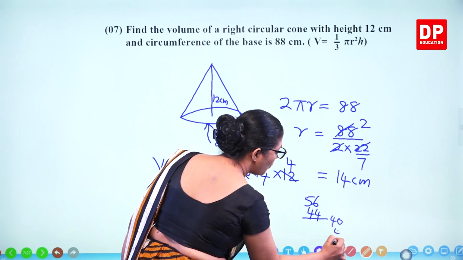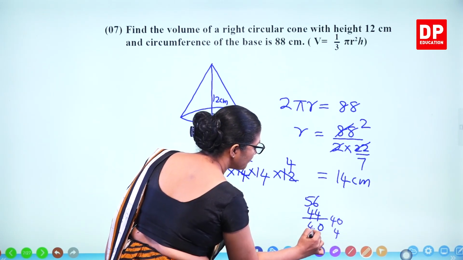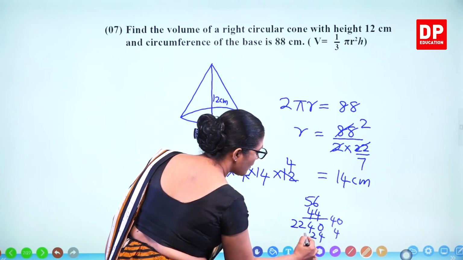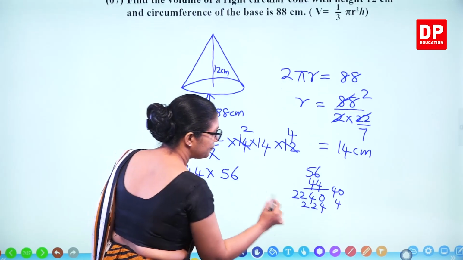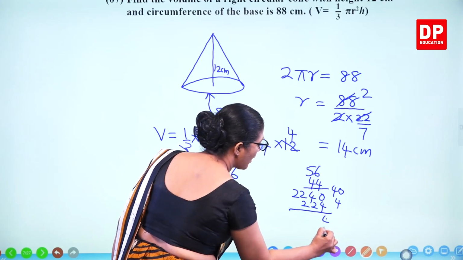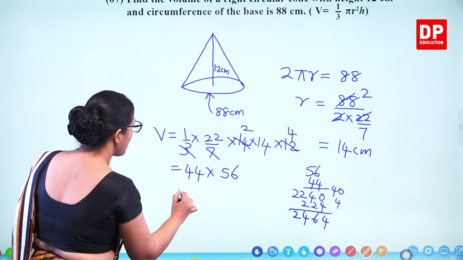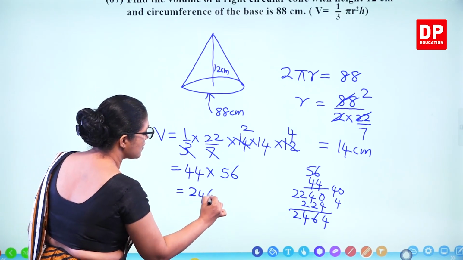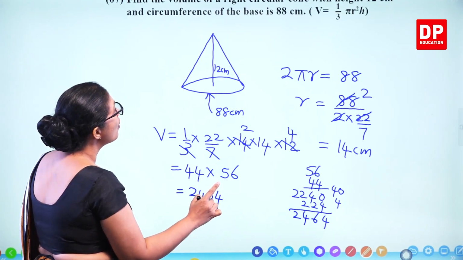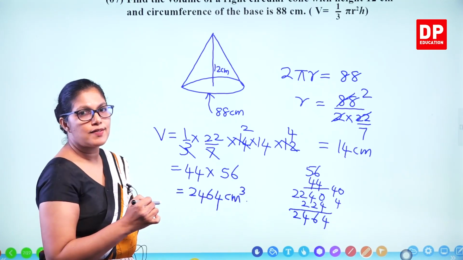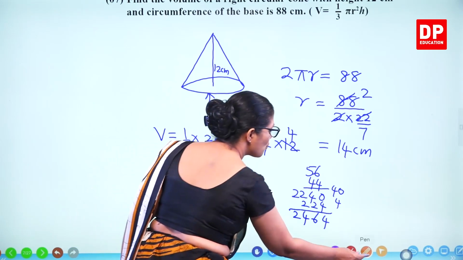40 and 4. So add it. You get 2464. So 2464 cubic centimeters is the volume of this cone. So 2 marks for that.